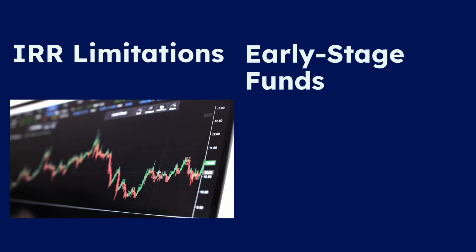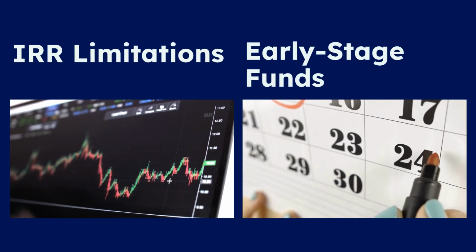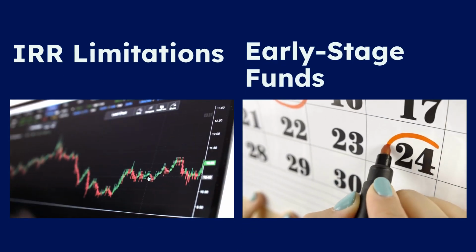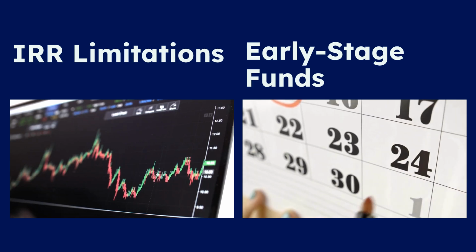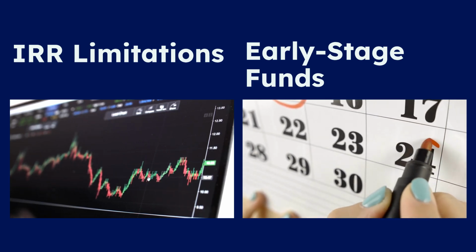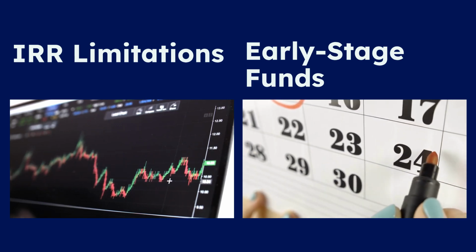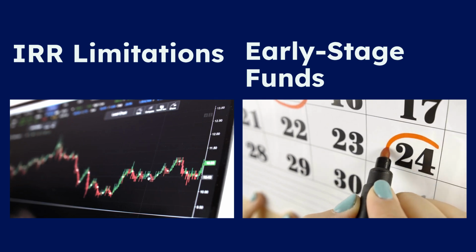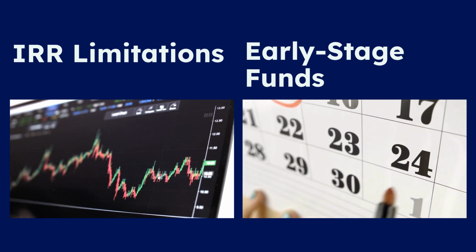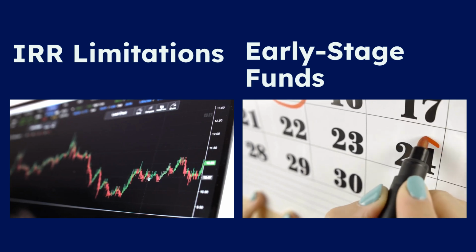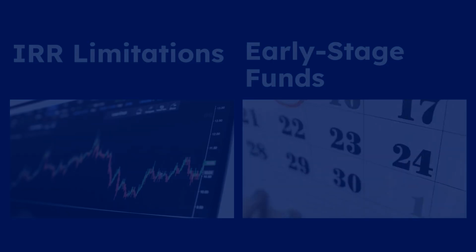While powerful, IRR has its limitations. It can be particularly sensitive to the timing of cash flows. For instance, in early-stage funds, the IRR might look artificially low or even negative for several years due to initial capital calls and limited distributions, even if the underlying investments are performing well. This is part of the J-curve effect.